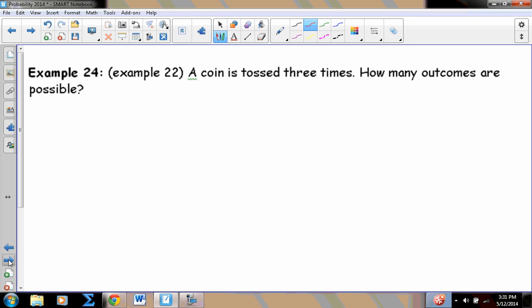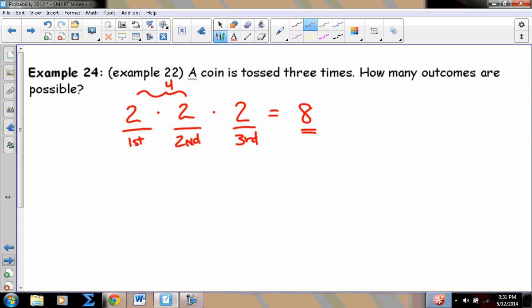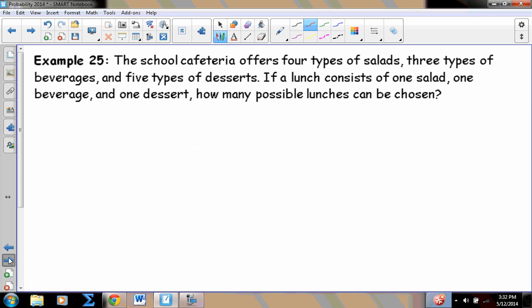If I take that coin, the first toss, the second toss, and the third toss, how many options are there for the first toss? Well, there's only 2. It's either going to be heads or tails. How many options are there for the second toss? Again, only 2, heads and tails. How many options for the third toss? And again, it's 2, because there's only heads or tails. 2 times 2, this would be 4. And 4 times 2, 8 outcomes, which is what we got from our tree diagram.